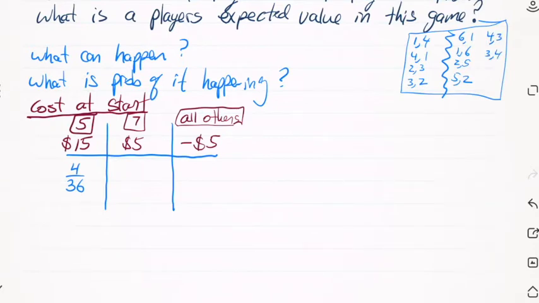Remember, you have to reverse them as long as they're not the same number. So that is 6 of them. So this will be 6 out of 36 will have a sum of a 7 showing up.